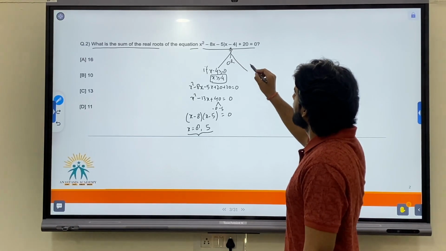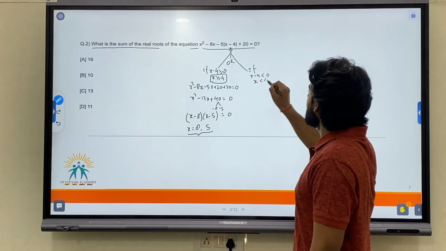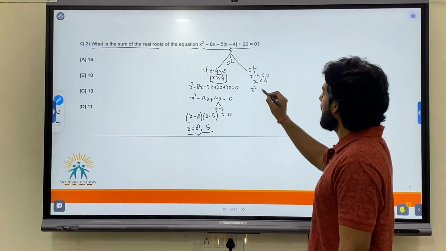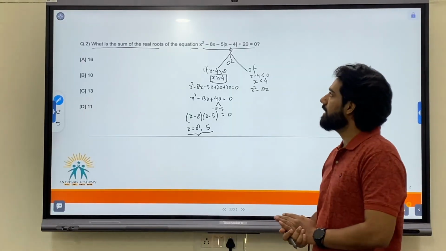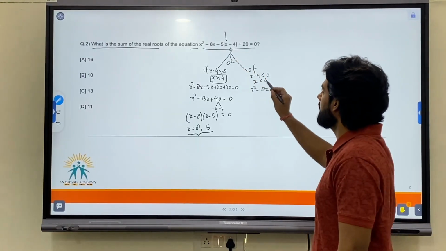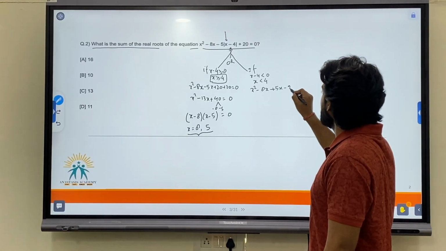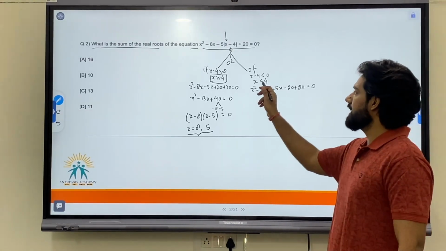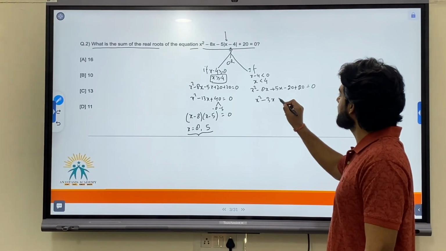Next, if x minus 4 is less than 0 or x is less than 4, this equation will simplify into x squared minus 8x. Now because x minus 4 is negative, the quantity inside this modulus is negative, so this modulus will open with a negative sign, so it will become plus 5x and minus 20 plus 20 will equal to 0. So when opening this mod for this condition, when x is less than 4, this equation will become x squared minus 3x is equal to 0.